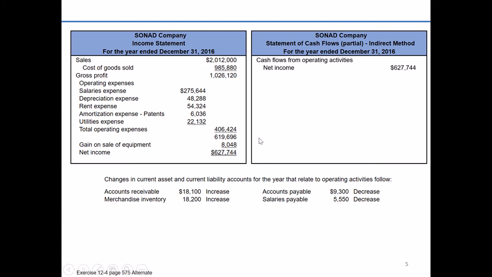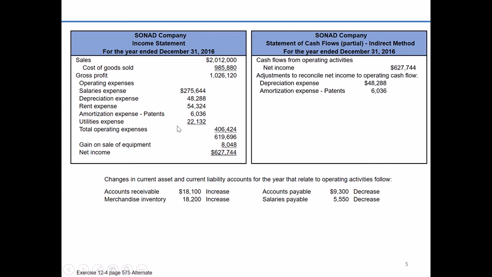$627,744. Remember we said next we're going to look at our income statement and identify any non-cash expenses or revenues. One of the first adjusting items is going to be our depreciation expense of $48,288. Recall that it subtracts from net income, but it doesn't have a cash impact, so we're going to add it back. Similar is going to be our amortization expense for our patents. We're going to add that back for $6,036. Again, it originally subtracted from net income, but it doesn't have a cash impact.